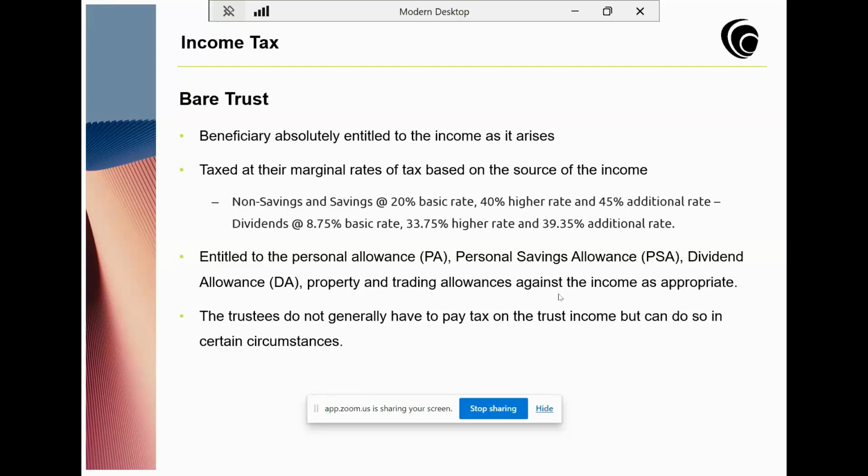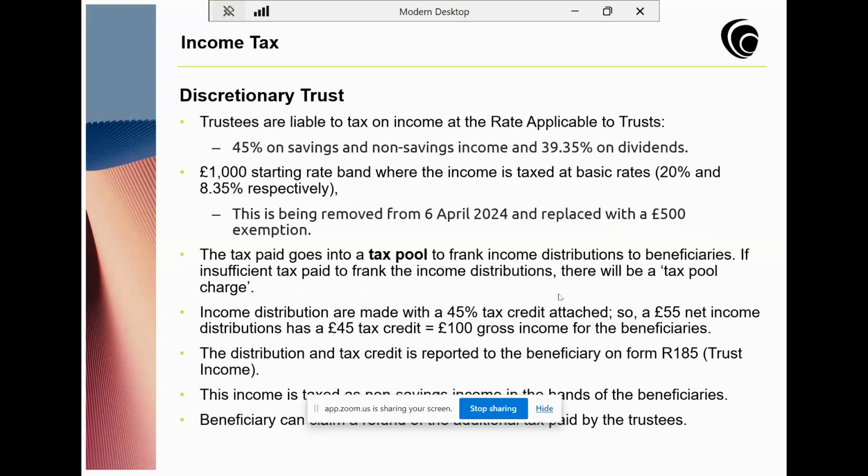In a discretionary trust, the trustees will be liable to tax at the rate applicable to trusts. This is 45% on savings and non-savings income and 39.35% on dividends. There's currently a £1,000 starting rate band.